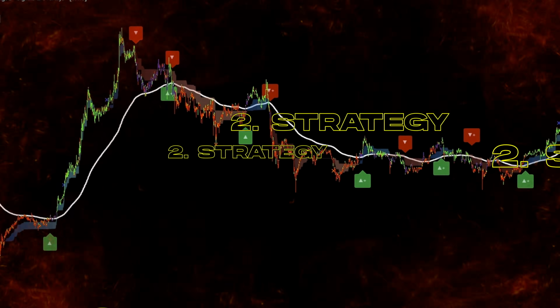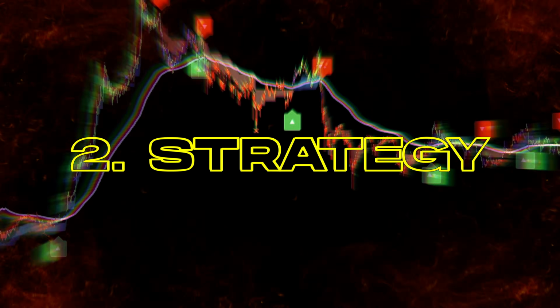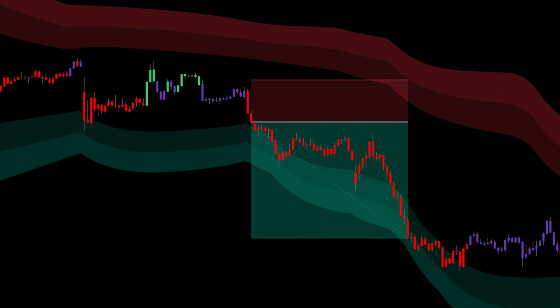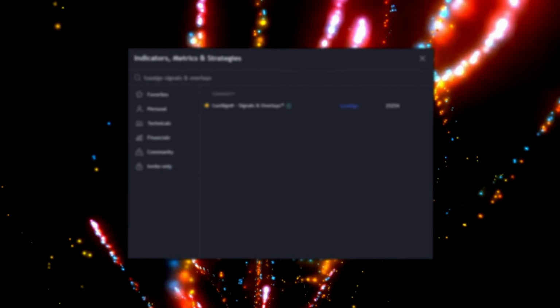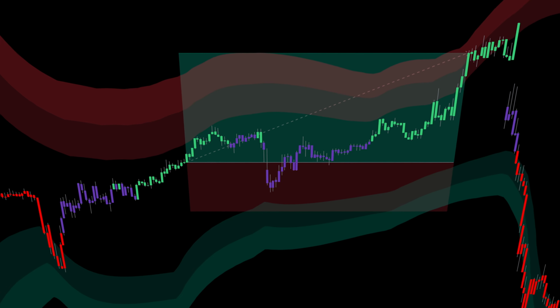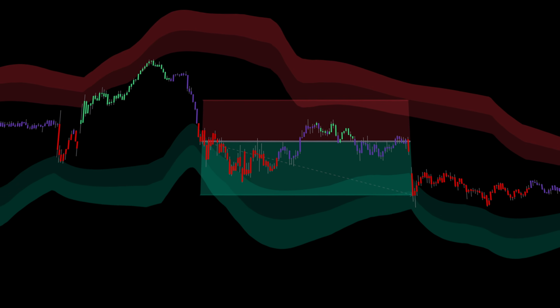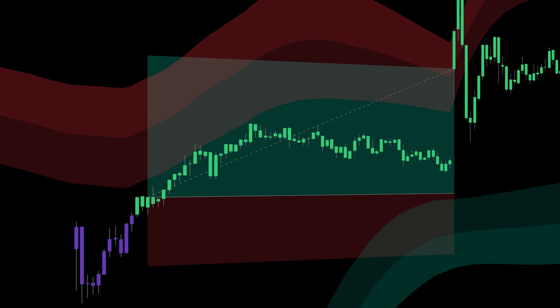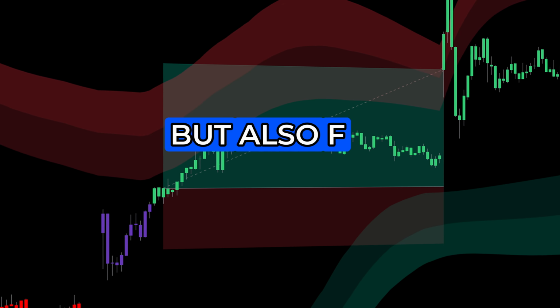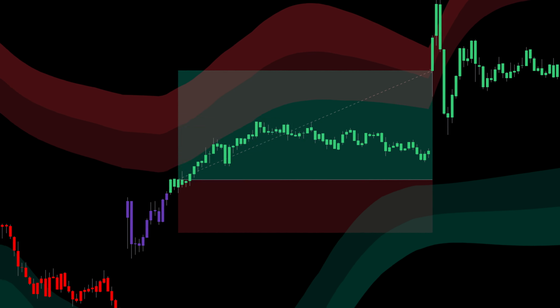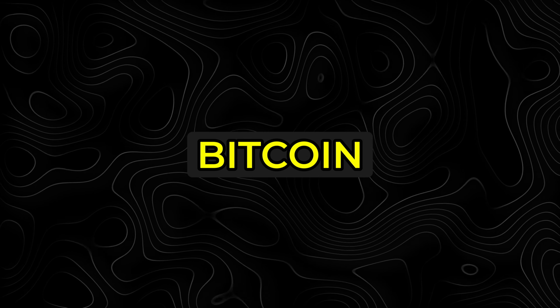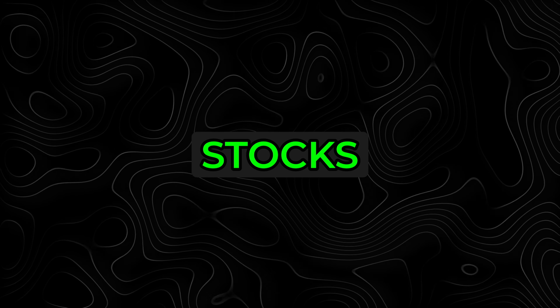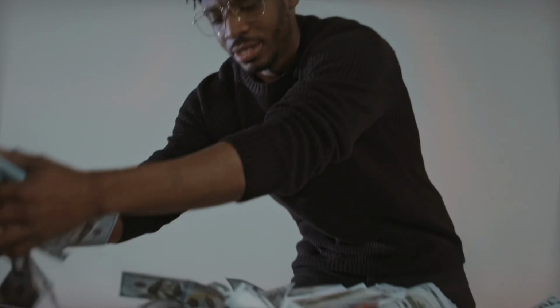Now that you've seen the first strategy in action, let's keep the momentum going with our second strategy. I'm revealing a game-changing trading strategy that leverages one of TradingView's most precise indicators. This strategy shines on lower time frames like the 1-minute and 5-minute charts, making it ideal for day traders aiming for quick, consistent profits. It also performs impressively on higher time frames like the 4-hour and daily charts. Whether you trade cryptocurrencies like Bitcoin and altcoins, major forex pairs, or stocks, this strategy delivers exceptional results.